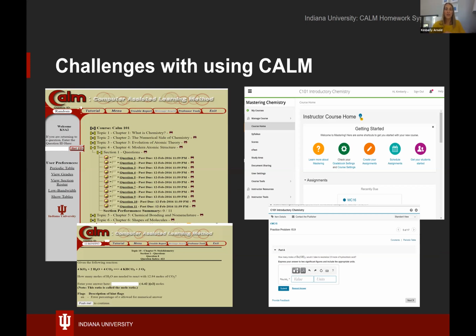All right, so I want to lay out right away from the beginning some of the challenges and downsides of Calm. On the left you can see the Calm menu and what a question looks like. And on the right, does anyone know what this one's from? This is from Pearson, Mastering Chemistry. Does anyone notice anything different about these two, or think one seems a little bit better than the other? Any comments anyone wants to share?